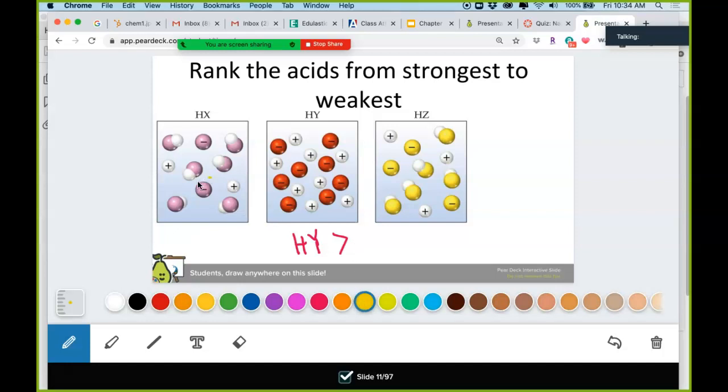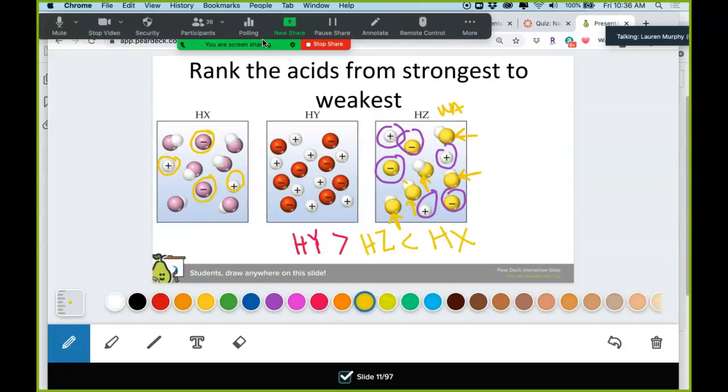HX. Okay, so I'm going to do this real quick. So HZ dissociates into more ions, so it is a stronger acid than HX because it's ionized more. Now, it is still a weak acid. It is not strong. How do I know? Some of them haven't ionized at all. If you look at these guys, they have not ionized at all. Weak acids only ionize partially. So this is a weak acid, but it dissociated into more ions, which makes it a stronger weak acid relative to who's last, which is HX. Do you have any questions about that? Okay.